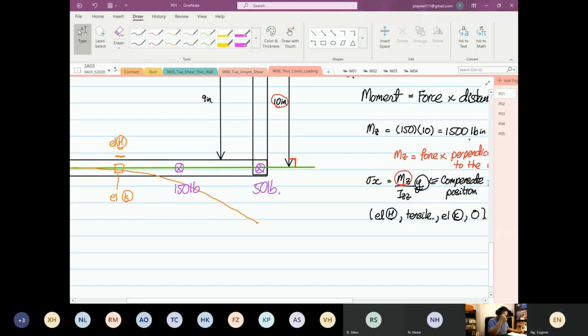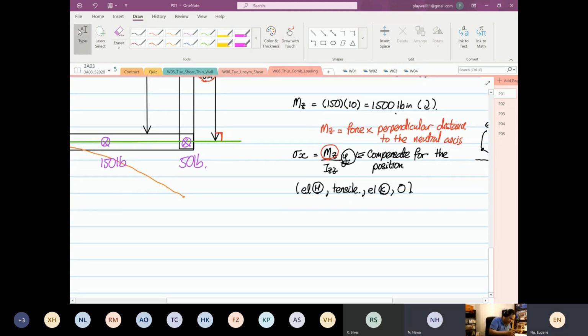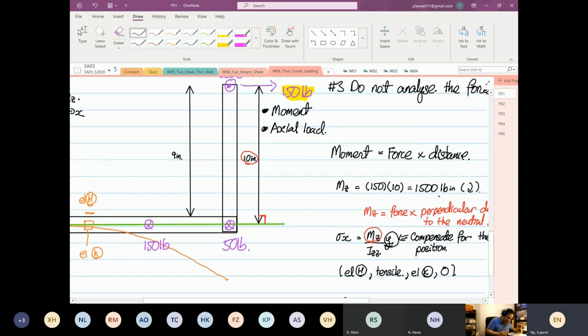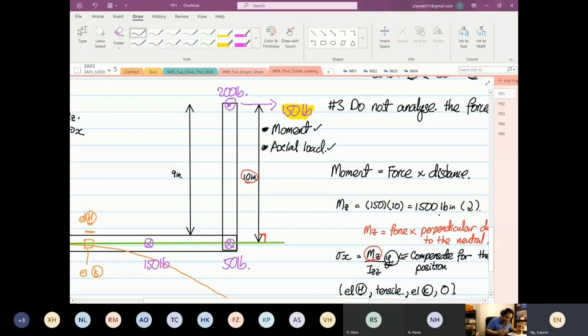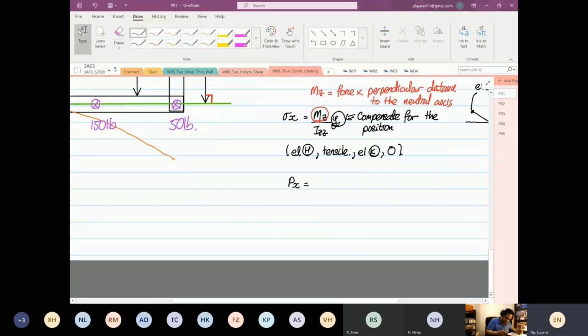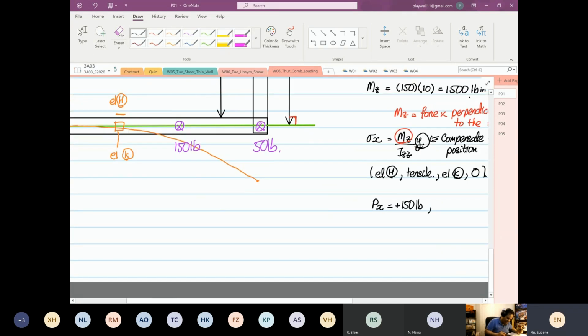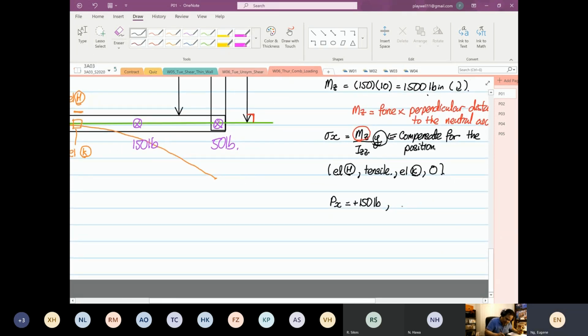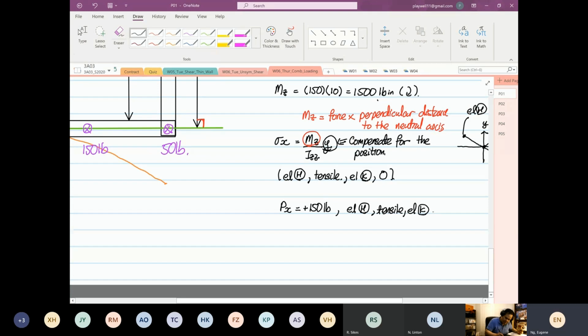Oh, yeah, okay. Right. So from here, we have Px. Now we are done with this 150 as a moment. Then as an axial load, Px is going to generate a tensile, plus 150 pounds. And this 150 pounds applies to element H and element K. So element H will be in tensile, and likewise element K will also be tensile.